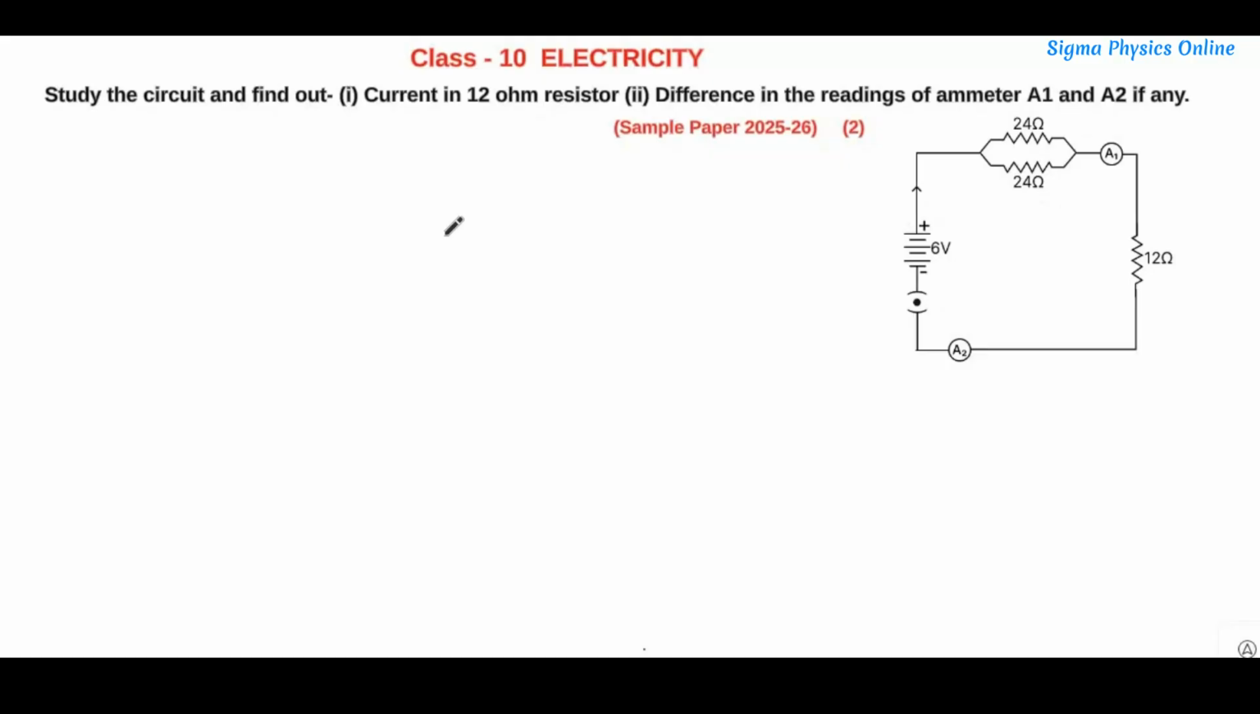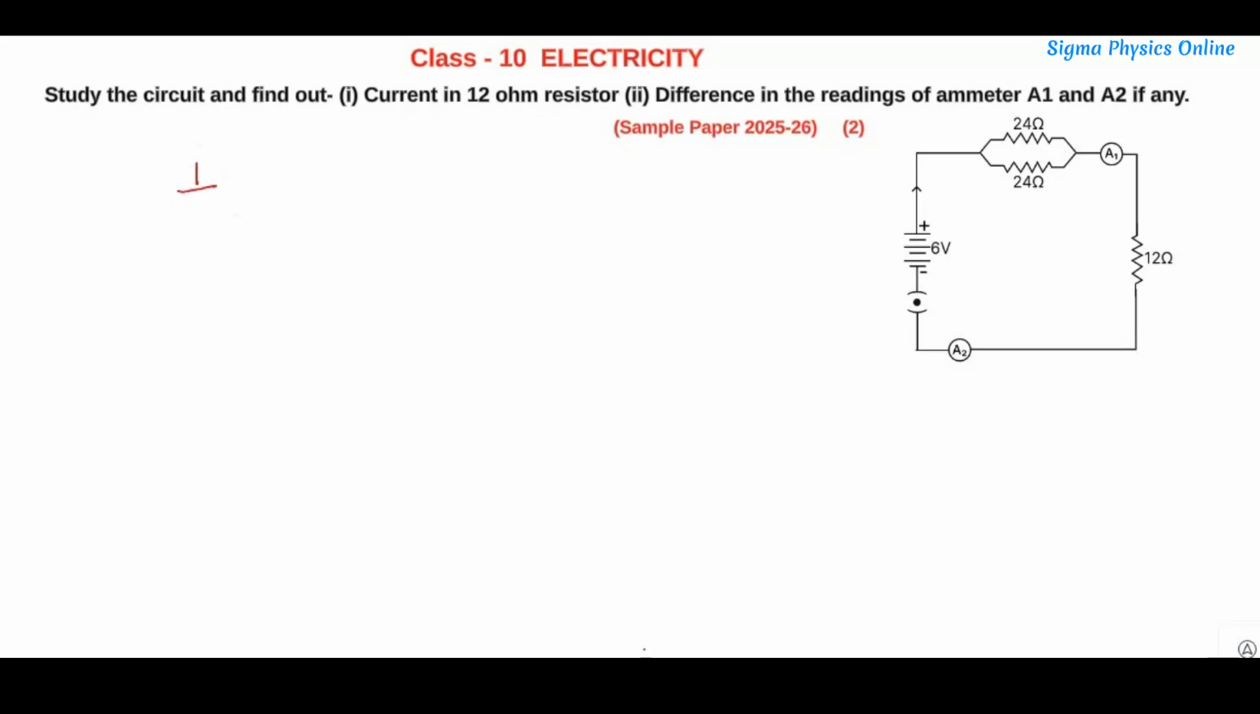Now remember students one thing, that the amount of current which will be flowing in the circuit will be controlled by the equivalent resistance of all the resistors. So we'll have to first find out the equivalent resistance of all these three resistors and then apply Ohm's law to find out the current flowing in this circuit. So to find out the equivalent resistance in this circuit, let's first find out the equivalent resistance in this parallel combination. So there are two resistors of 24 ohm each.